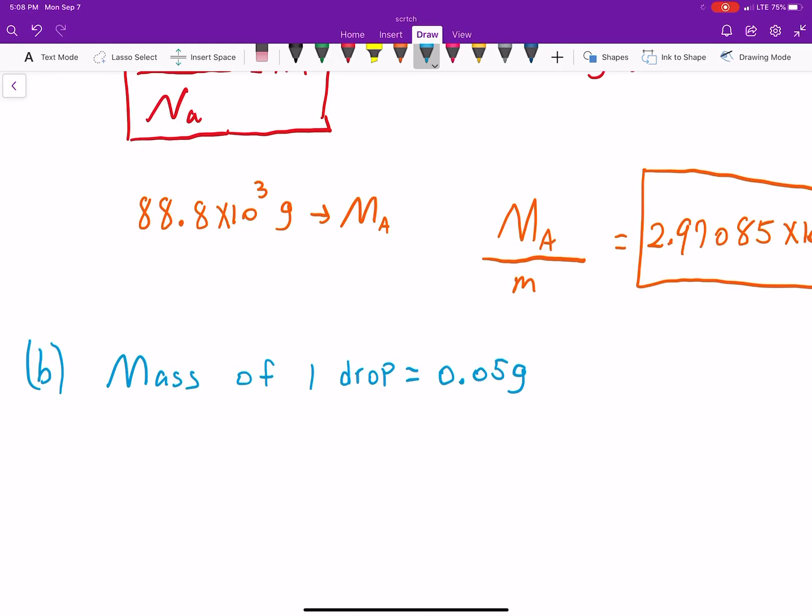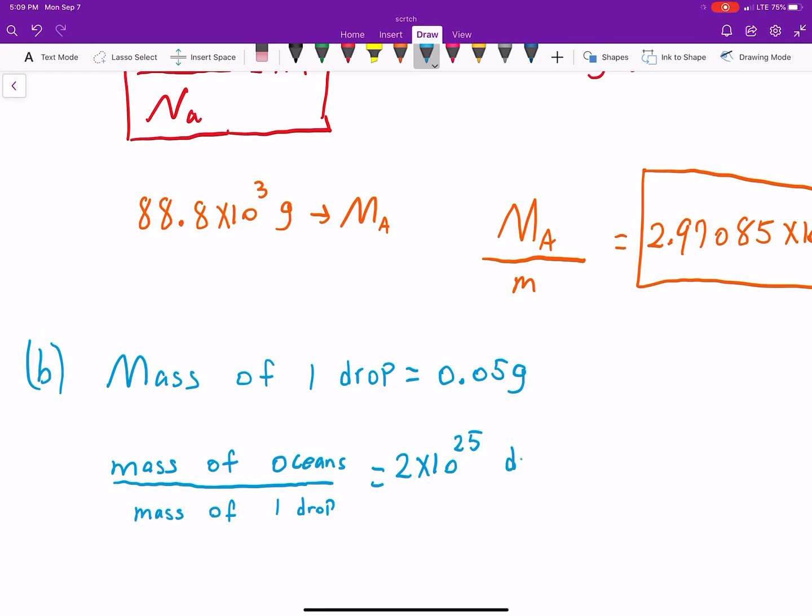So, to find how many drops there are, we will say the mass of the oceans divided by the mass of one drop. And you're obviously going to want to convert so you get the right units. But if you do that, you will get 2 times 10 to the 25th drops. So that's how many drops of water there are in our oceans.